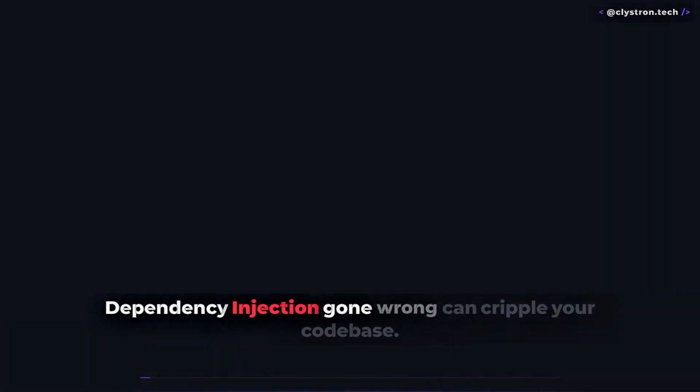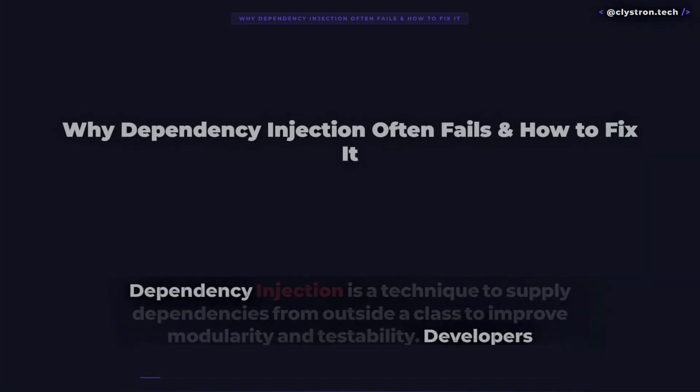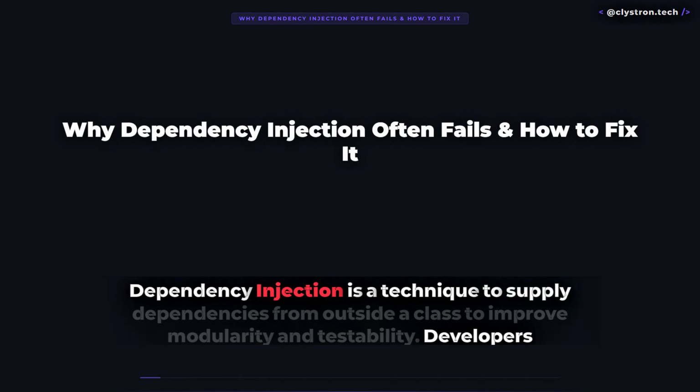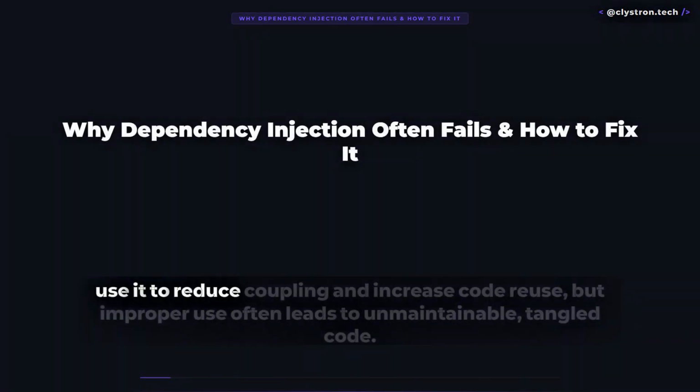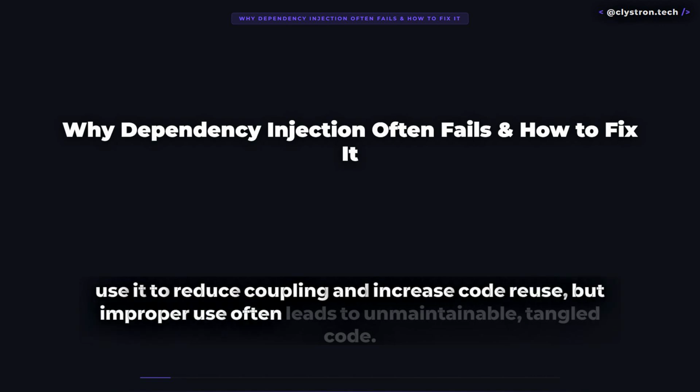Dependency injection gone wrong can cripple your codebase. Dependency injection is a technique to supply dependencies from outside a class to improve modularity and testability. Developers use it to reduce coupling and increase code reuse, but improper use often leads to unmaintainable, tangled code.